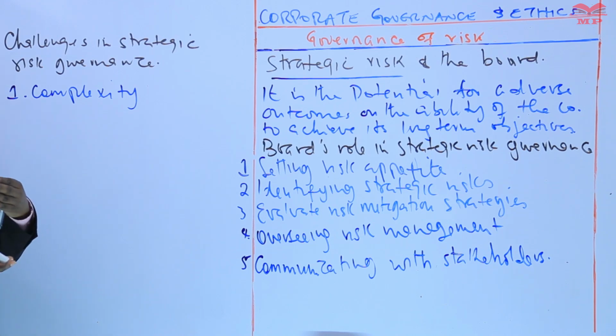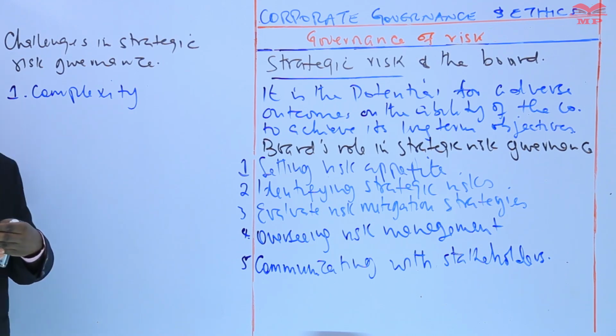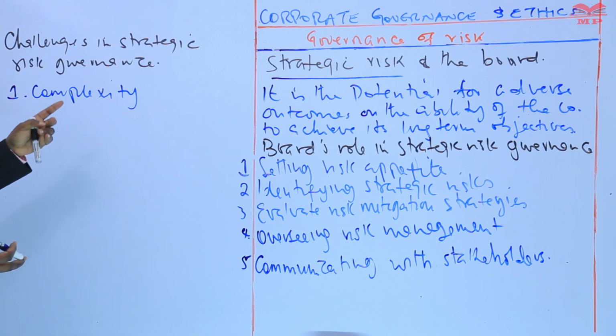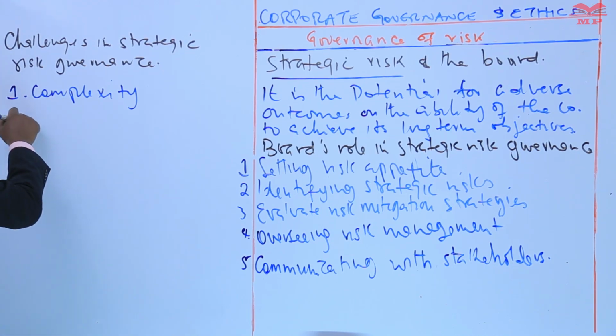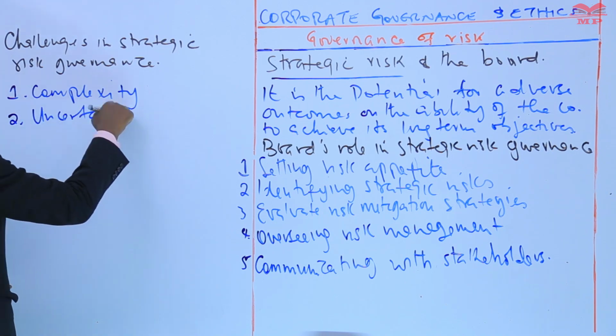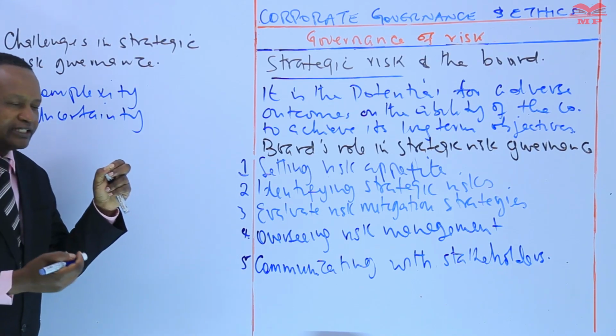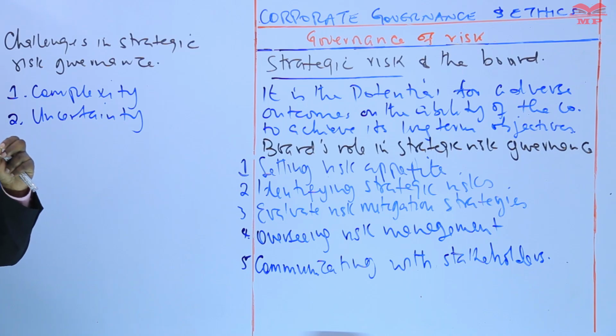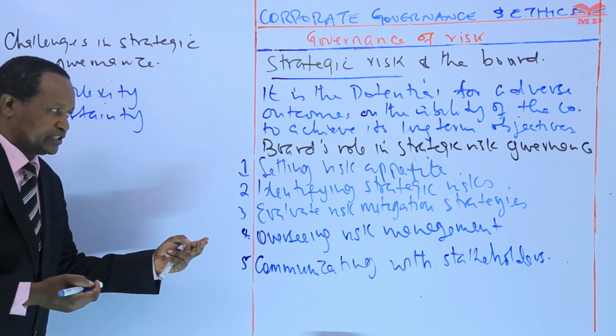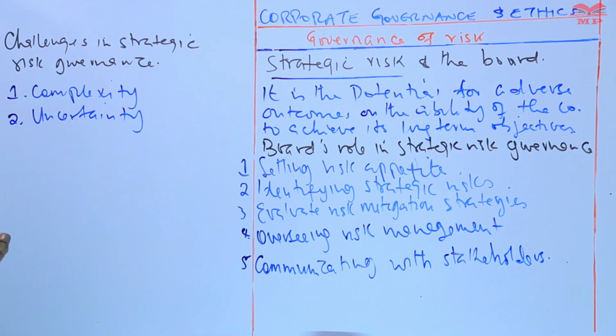So that's one of the main challenges of strategic risk governance: complexity. Number two, uncertainty. The future, we know, is inherently uncertain, making it challenging to predict the likelihood and the impact of potential risks. Uncertainty. You understand?